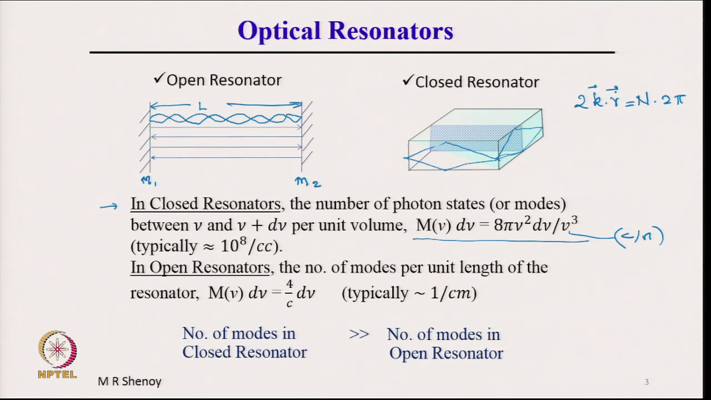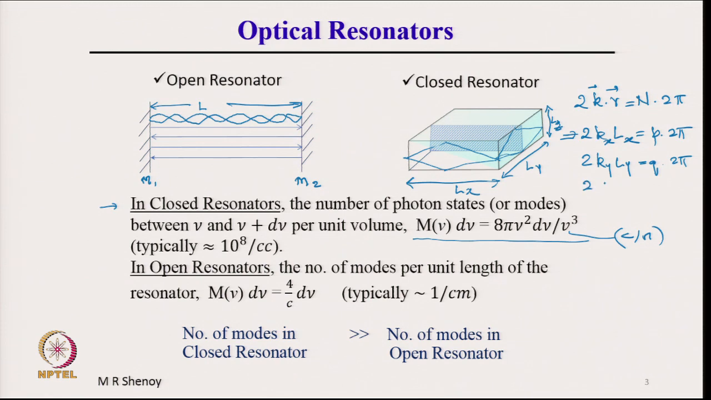So, round trip k dot r. This implies you have 2 k_x L_x, where if this is the x direction, then this is L_x, this is L_y, and this is L_z. Then 2 k_x L_x must be equal to p times 2 pi, 2 k_y L_y equal to q times 2 pi, where p, q and m are integers.